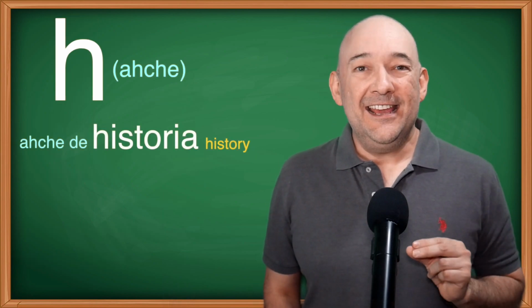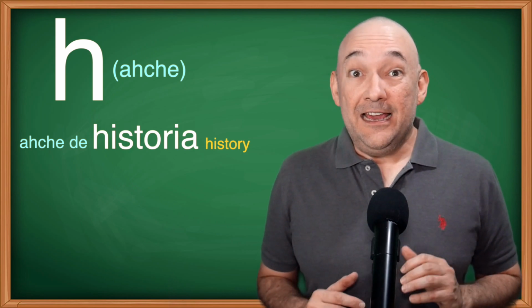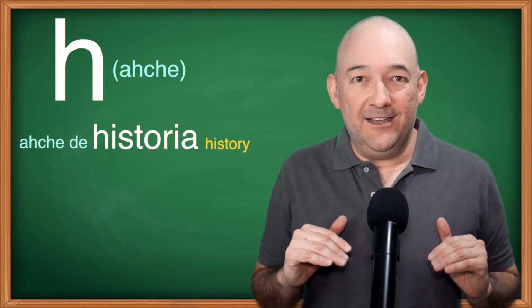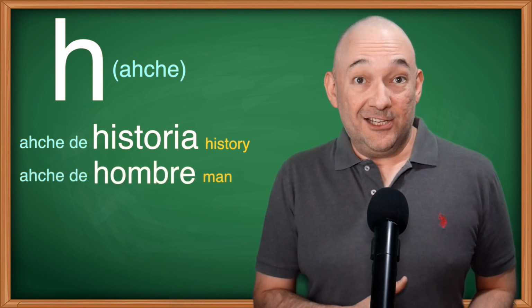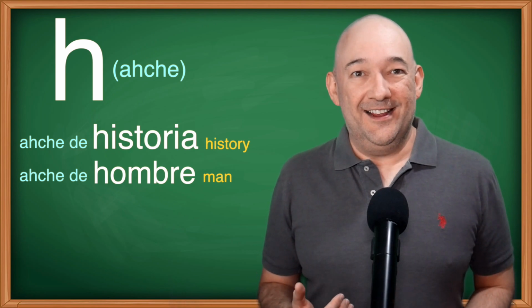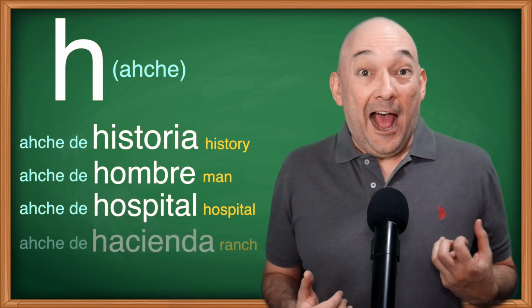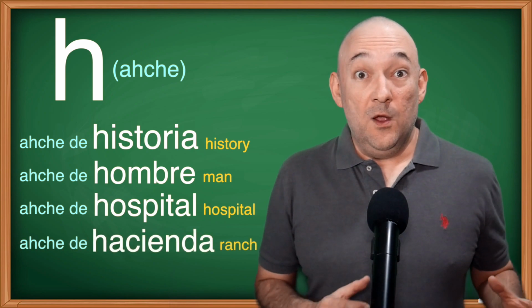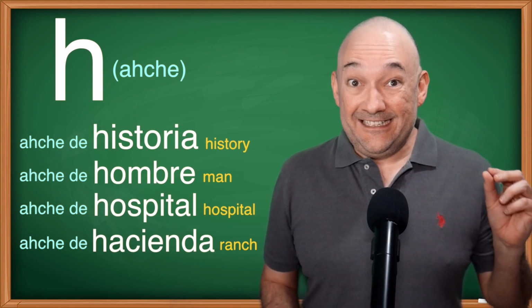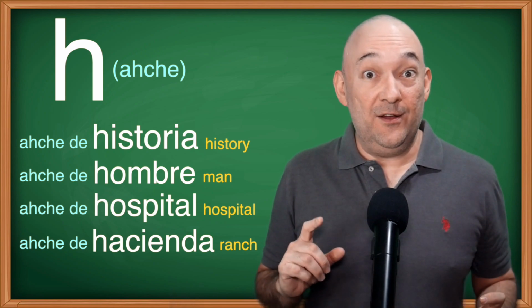H de historia. The consonant H is completely silent in Spanish. It doesn't make any sound. H de hombre. H de hospital. H de hacienda. However, when you combine the consonant C with the consonant H, it makes a new sound.